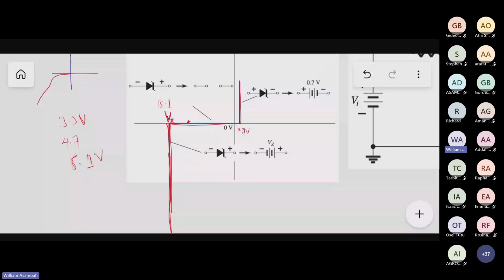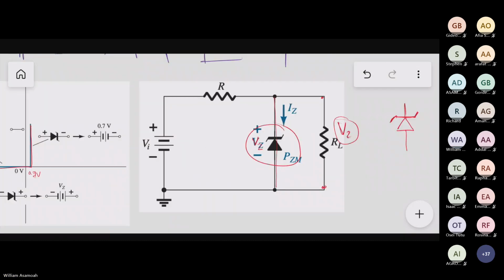But the moment you increase your supply up to 5.1, then it starts to conduct. When it conducts, remember that I told you that it latches 5.1. So the excess is what goes somewhere. If you have a resistor here, this guy will latch 5.1, then the excess will come across this resistor.